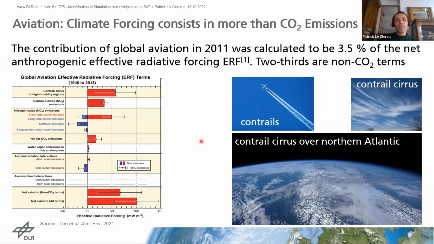And this is basically the result that is being summarized here in this table. So if you don't account for these contrail cirrus, you have a certain climate forcing, which is measured in milliwatt per square meter of the Earth's surface. And if you account for this, it's more than two thirds higher. You have a very strong impact. So just remember, there's more than just the CO2. There are also those non-CO2 effects, mostly due to contrails, and I'll explain where they come from.